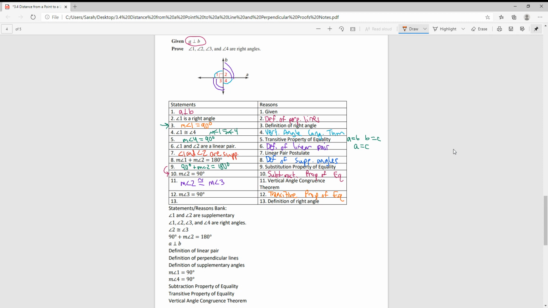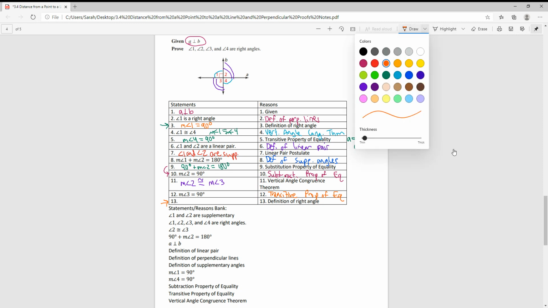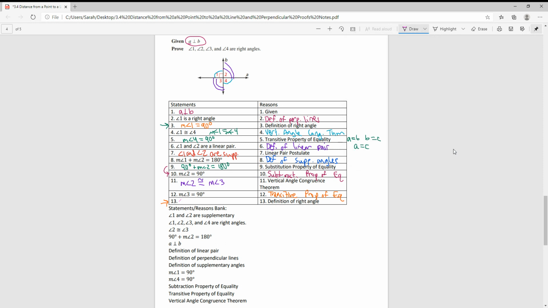Last but not least, what usually goes in this ending statement is what we're trying to prove in the first place. What we're trying to prove is that angles 1, 2, 3, and 4 are all right angles. But how can we say that for sure? Let's retrace our steps. We have that measure of angle 1 equals 90, measure of angle 4 equals 90, measure of angle 2 equals 90, measure of angle 3 equals 90. Since all 4 angles equal 90 degrees, all 4 angles are right angles. So that's it for that proof. A little long-winded, but we did have to take things step by step.